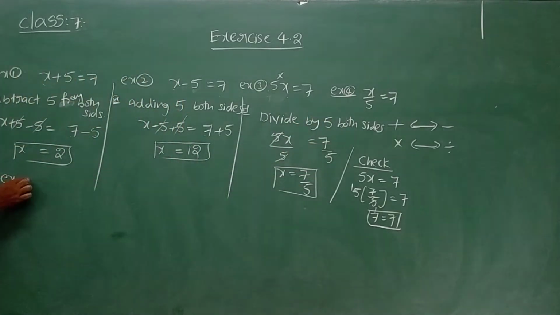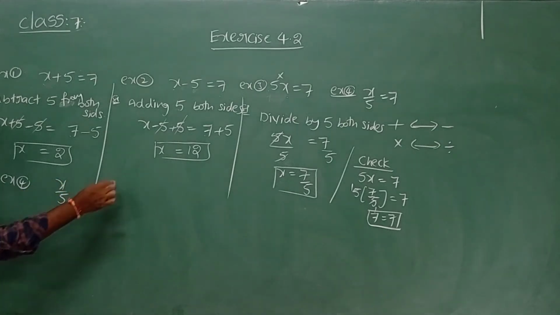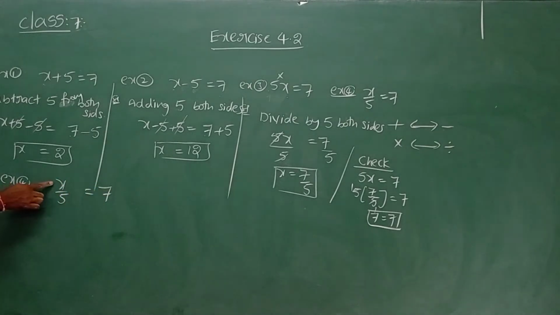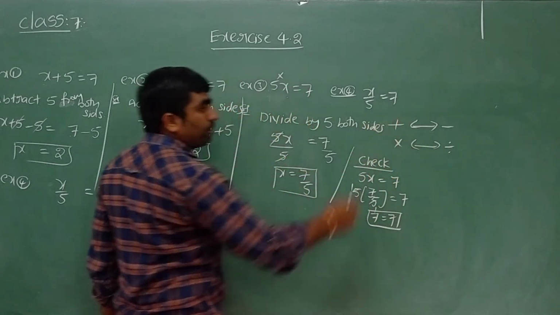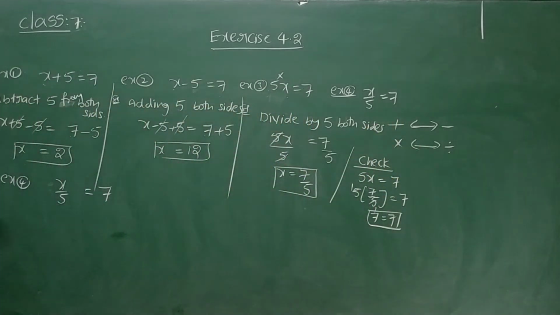Yes. Example 4, what I gave? x by 5 is equal to 7. So here we have to make x separate. We have to remove this division by 5. How can I remove this division by 5? To remove this division, we can go with multiplication.